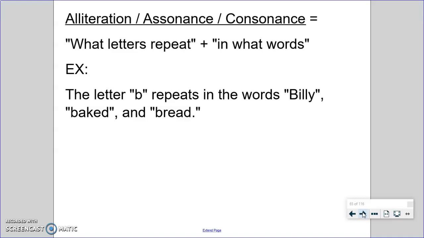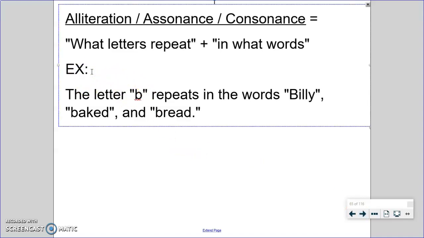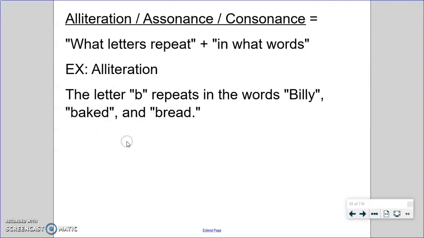So we take a look at our example, and we see that it's alliteration. Okay, alliteration is our technique. So we want to explain what letters repeat in what words. So the letter B repeats in the words Billy baked bread. Okay, so the letter, which is very important to alliteration, assonance and consonance, or letters, right, repeats in what words? In the words Billy, baked, and bread.